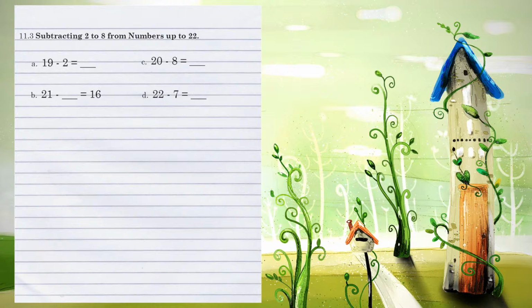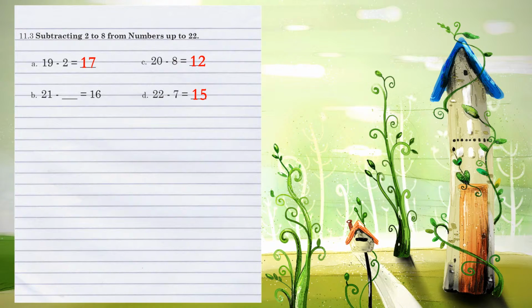Unit 11.3, subtracting 2 to 8 from numbers up to 22. Example A. 19 minus 2. We first subtract the ones position. 9 minus 2 is 7. We look at the tens column. We only have the one number, so we bring the 1 over for an answer of 17.